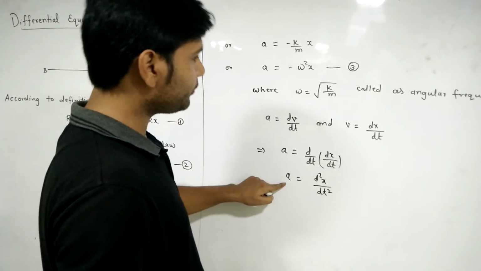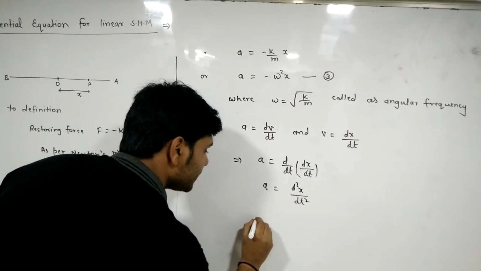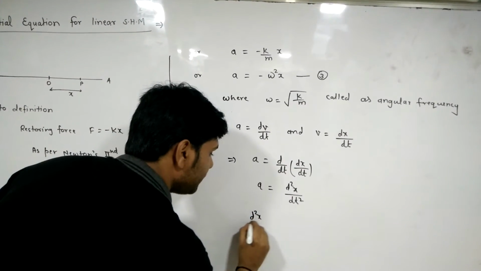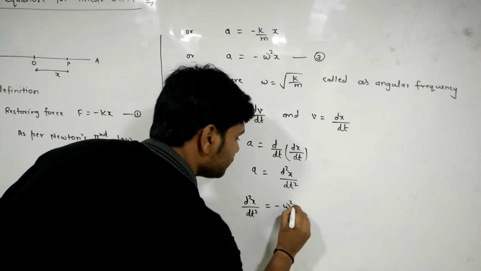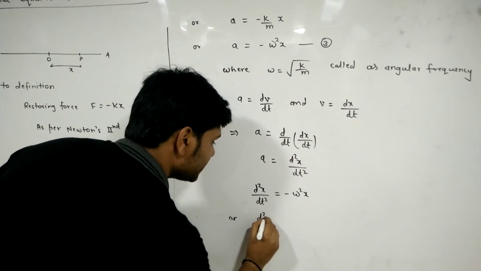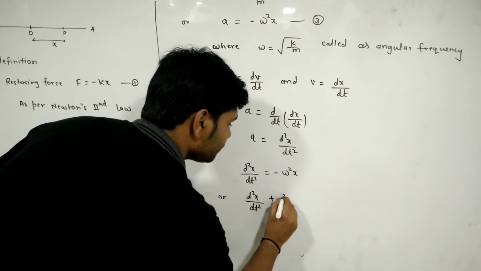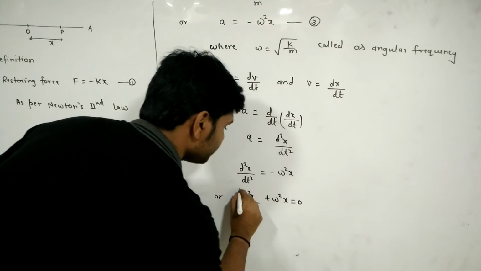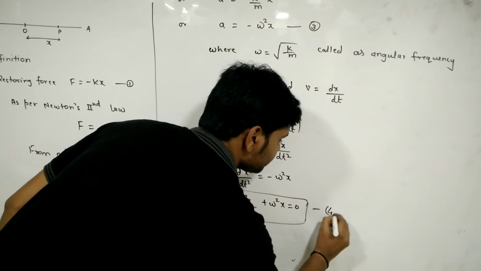Now putting the value of A in equation number 3, we get d2x upon dt square equals minus omega square into x, or d2x upon dt square plus omega square x is equal to 0. This is equation number 4.